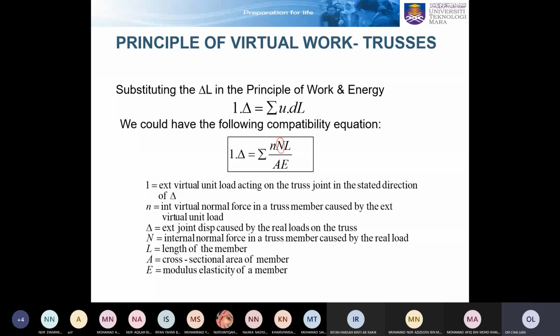This N is from the real situation. So you are analyzing the real truss with the real forces, everything real for your structure. But this other N is from the virtual, the imaginary system. How to get this imaginary one, I will show you later. You deal with a virtual unit load: you put an imaginary load where you want to determine the deflection. And A and E are as I mentioned earlier.